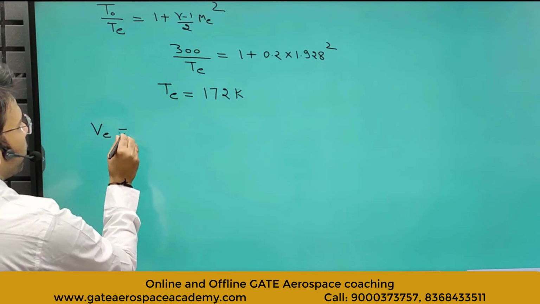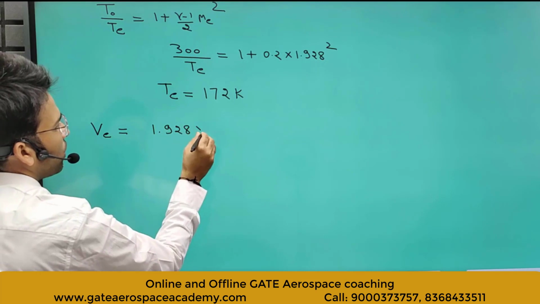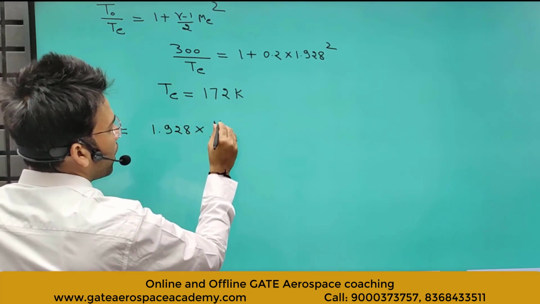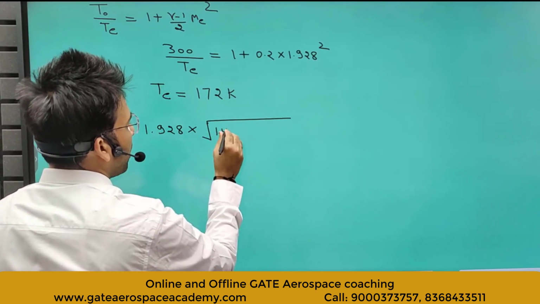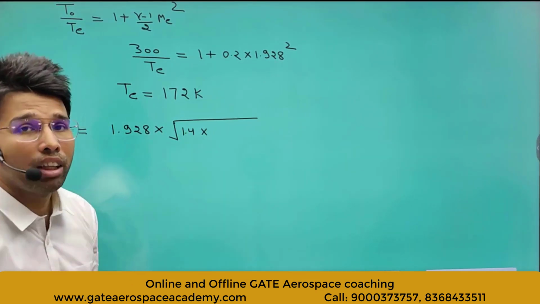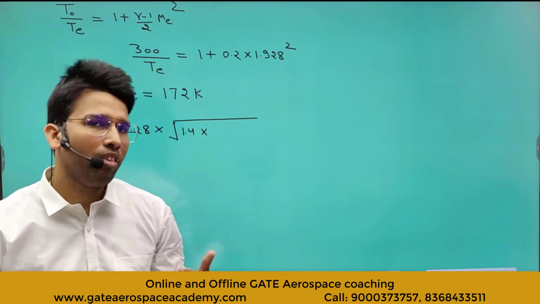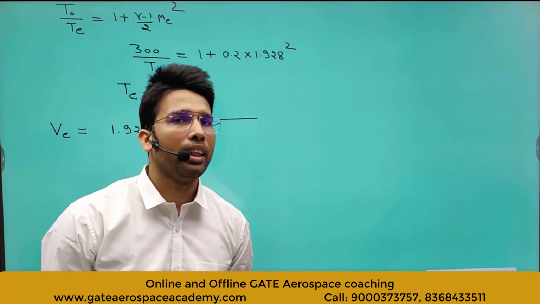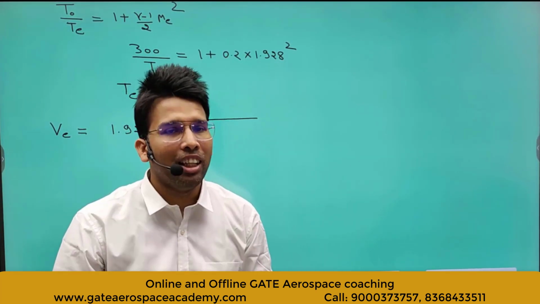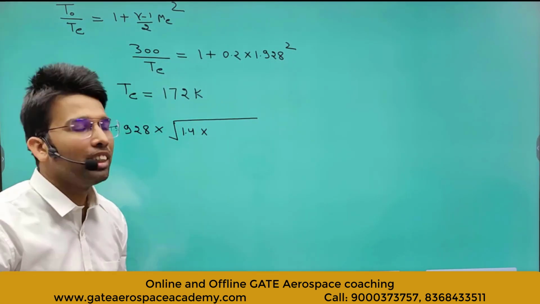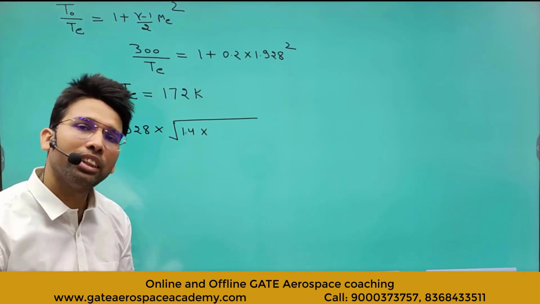Now we can find out exit velocity. Ve is equal to Mach number 1.928 into speed of sound, that is under root gamma R T. Gamma is 1.4. What about the R value? Because in most of the problems they used to give air, many students are getting habitual of using the R value of air, and then they are getting wrong answers, and they are telling that we are not able to get the correct answer in spite of applying the correct approach, right? So you have to see which gas is given.